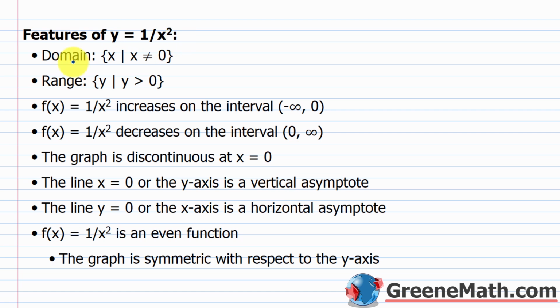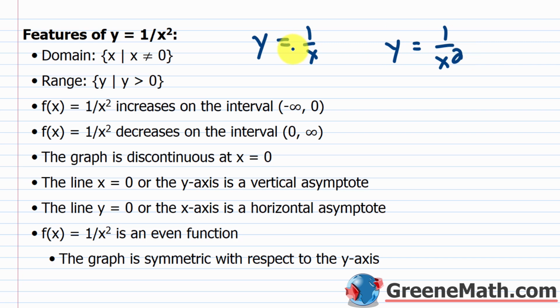All right, let's talk about the features of y equals 1 over x squared. So first and foremost, we have our domain, where we say the set of all x such that x is not equal to 0. Again, because we have this x squared in the denominator. When we look at the range, we would say the set of all y such that y is greater than 0. So again, y can't be 0. So if you look at y equals 1 over x, or you look at y equals 1 over x squared, in each case, y can't be 0.